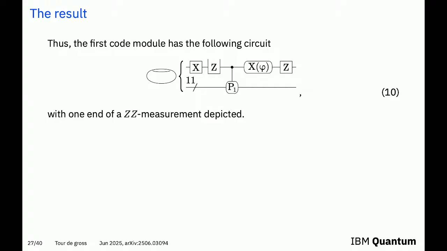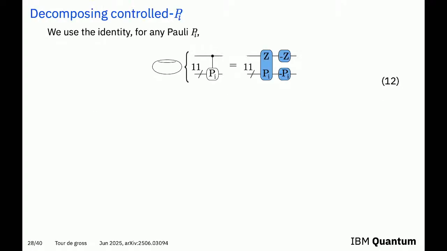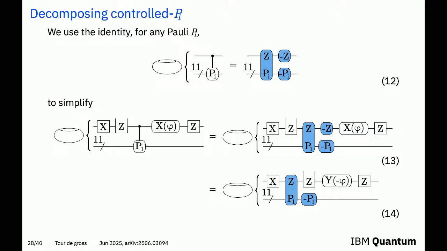If we are doing a rotation, then the first code module contains the following circuit where we only depict one end of the ZZ measurement to prepare the GHZ state. And our other code modules have some other simpler circuit which has maybe 1 or 2 ZZ measurements here in front, and we only depict one. So now we use further identities to decompose these gates. These are in the literature somewhere. So for example, a control P gate we can decompose into Clifford rotations, which commute with the Z measurement. We can move them to the front.